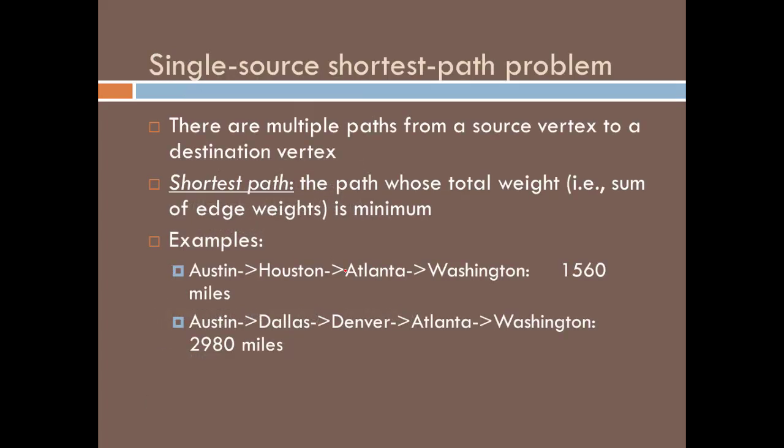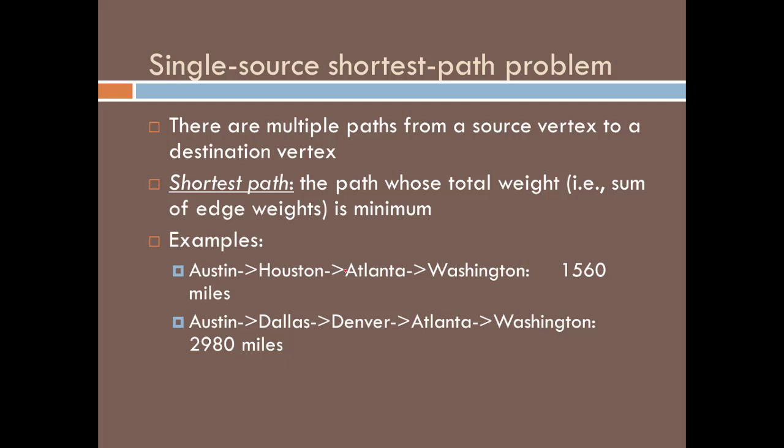Okay, there is a single source shortest path problem. There are multiple paths from a source vertex to a destination vertex, for example from one city to another city or one node to another node, as we have seen in the previous example. There could be many paths, but the shortest path is the path whose total weight, that is the sum of edges, is minimum. It means we want to reach from one node to the other using the minimum travelling, for example.